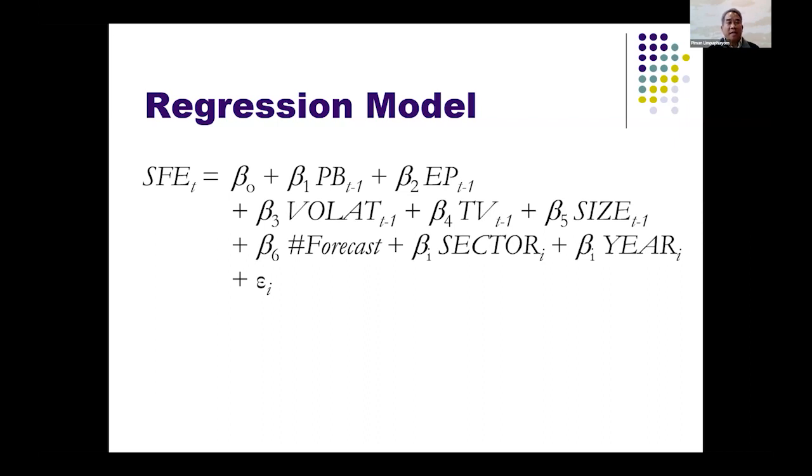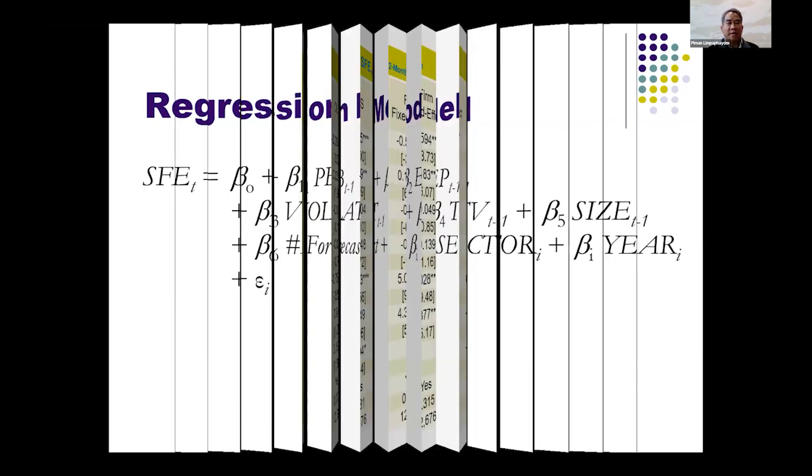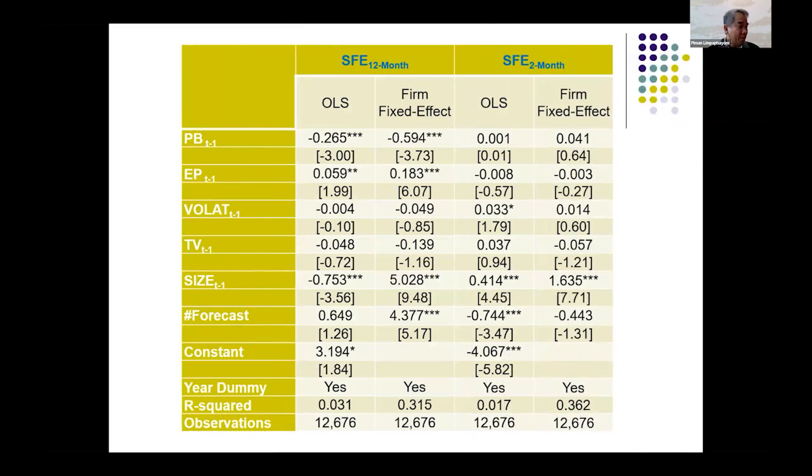So again, if the analysts are rational, we should not see any relationship. There should be no relationship between price to book and earnings to price with the scale forecast error. Everything else is kind of control variables. So here are the results. I just want to wrap this up quickly. I think I'm running out of time.